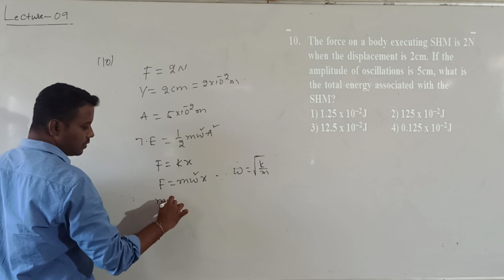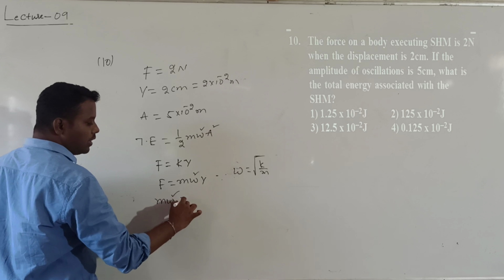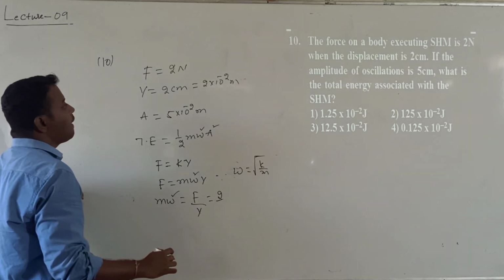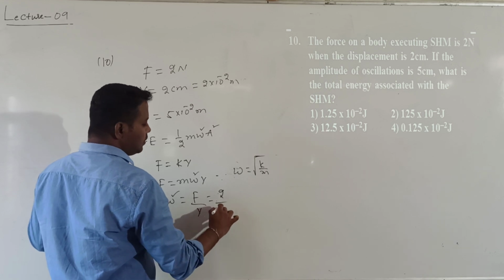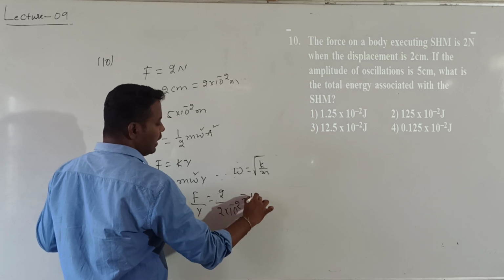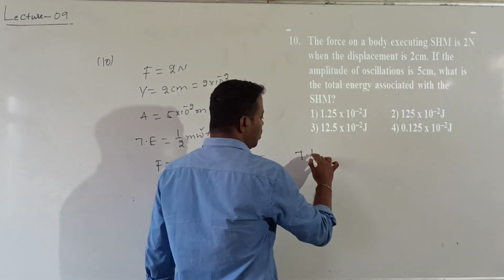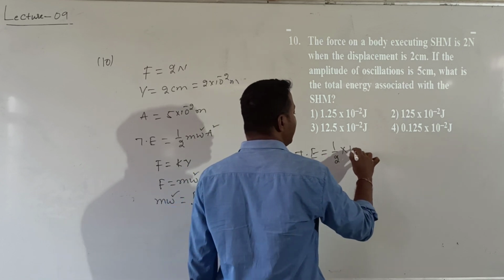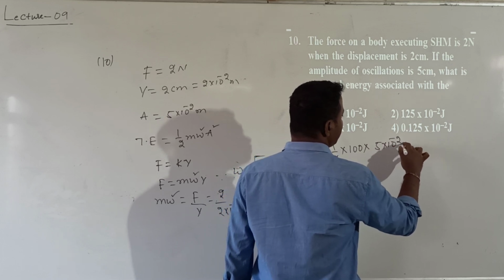From this, here can I call displacement value y? So m omega square value is F divided by y, which is 2 divided by 2 into 10 power minus 2, force value 2, displacement value 2 into 10 power minus 2. How much will I get? 100 I will get. Substitute in this total energy formula. Total energy is equal to 1 by 2 into m omega square value 100 into amplitude value 5 into 10 power minus 2 whole square.